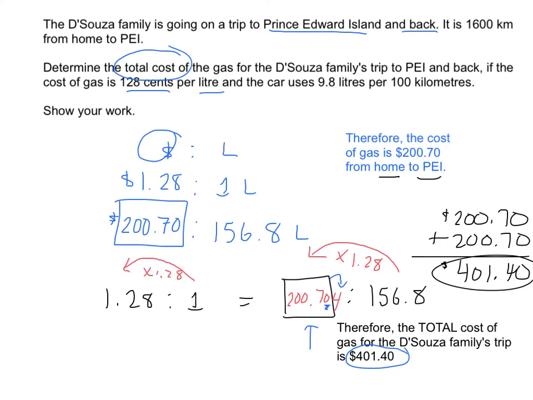Therefore, the total cost of gas for the D'Souza family's trip is $401.40. In today's lesson, we used equivalent ratios to solve this problem. But can you think of other strategies you could have used to solve the same question? Check out our playlist to see different ways of answering the same question.